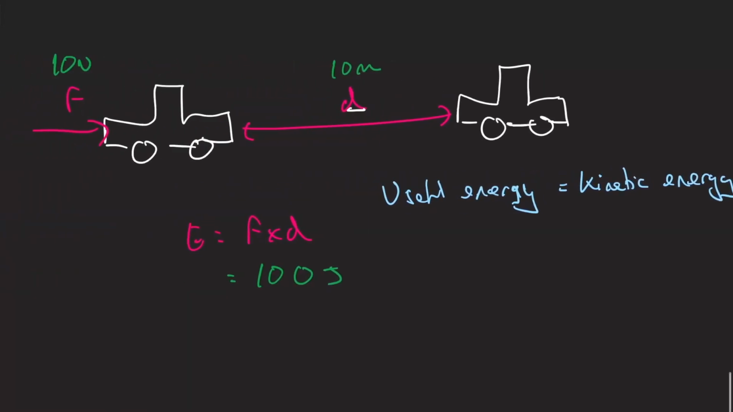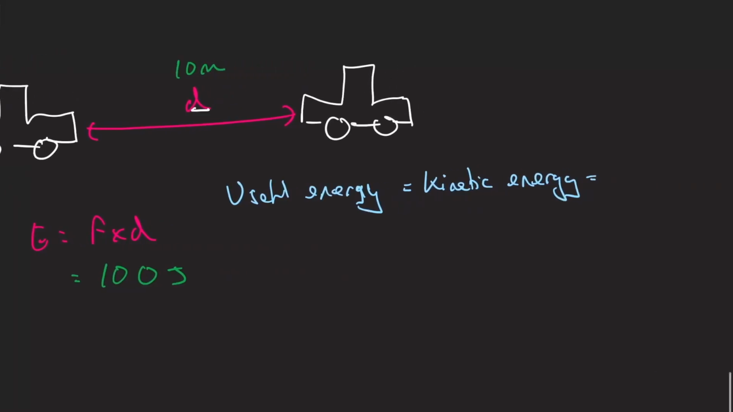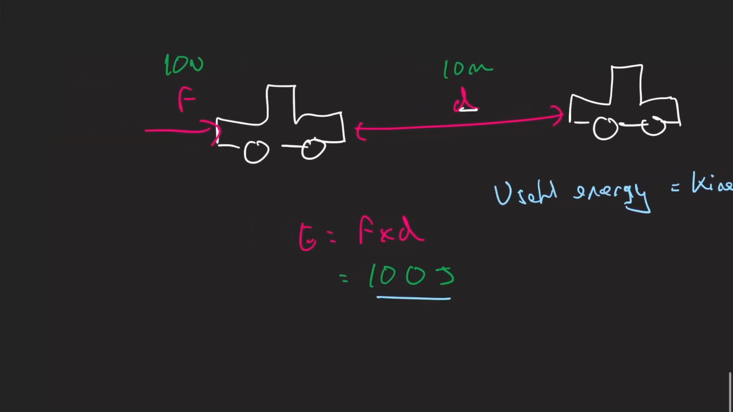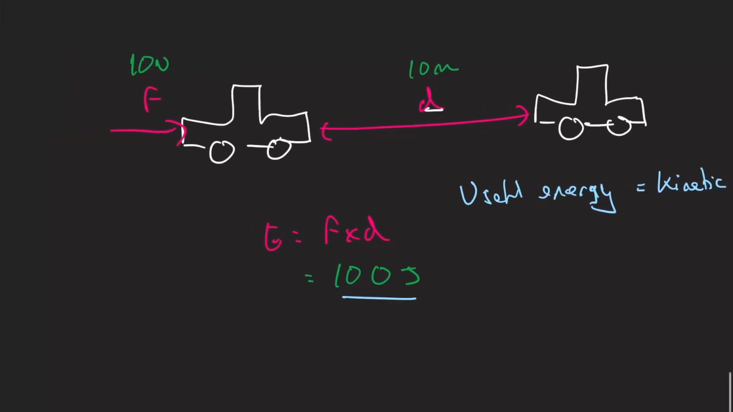But let's say actually that all of that energy was not transferred into kinetic energy, only some of it was. So let's say you have 80 joules of kinetic energy over here, but we know we input 100 joules. There was 100 joules that we pushed into the car because we calculated that earlier.